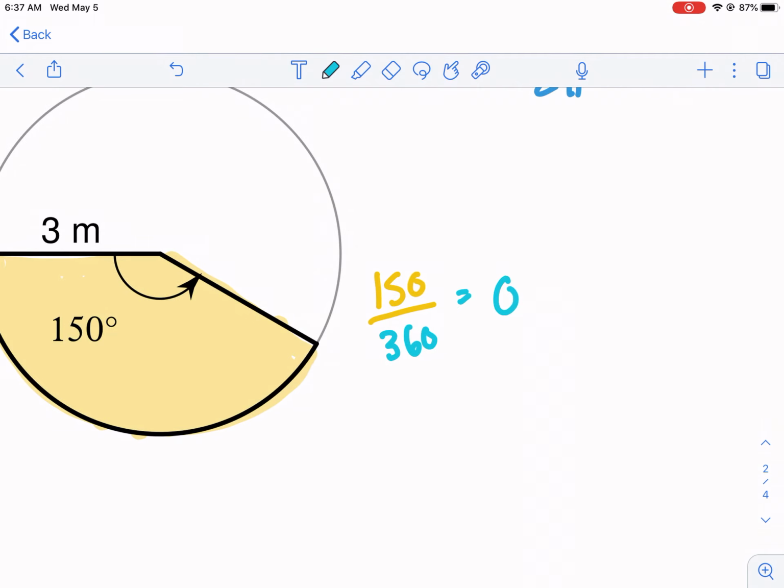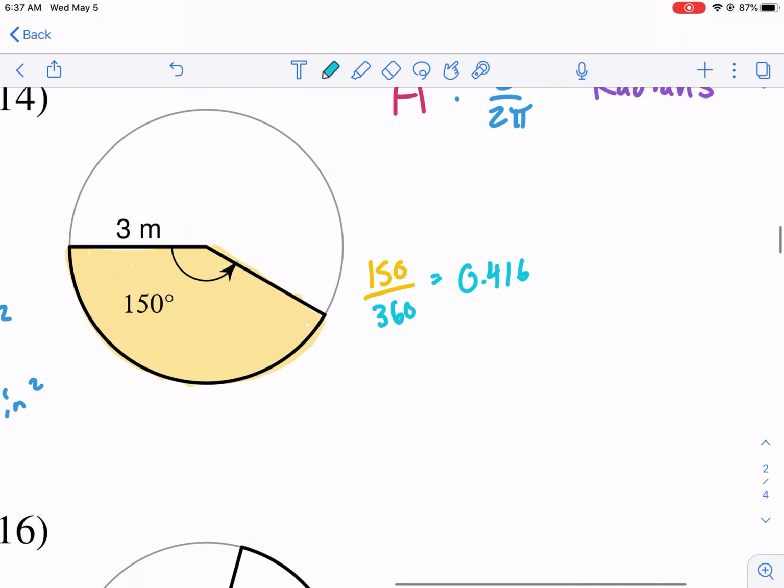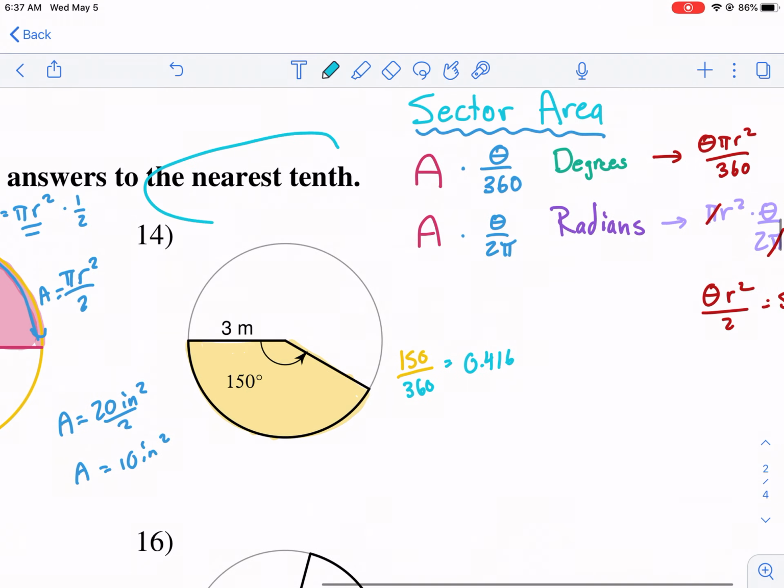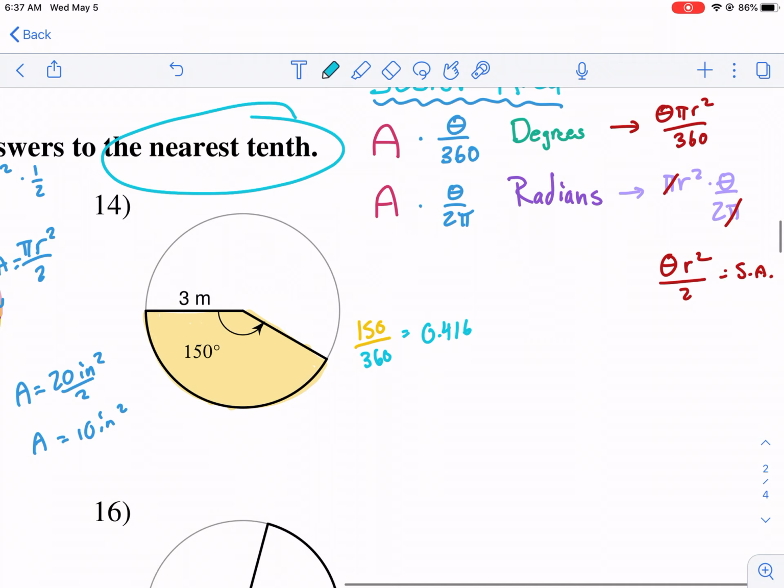This is equivalent to 0.416 repeating. Okay, so we could do a couple things here. One, we could reduce this to 15 over 36. I don't think that's necessary since we're only worrying about rounding. So I'm just going to leave it as stored in my calculator, and I'm going to multiply this by everything else. So 0.416 times my pi r squared.